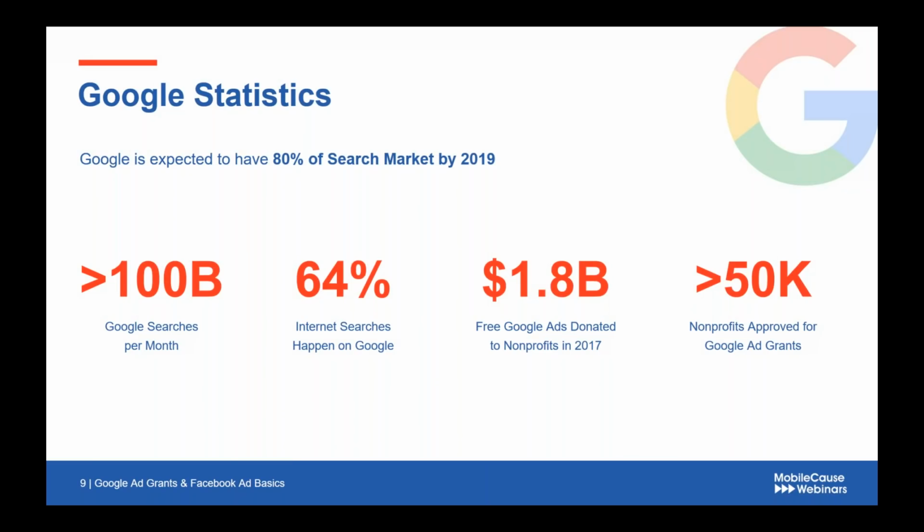So we're going to look at some of the data around that. I always find this stuff very interesting. Looking at some of the Google statistics, it's expected that Google will have over 80% of the search market.